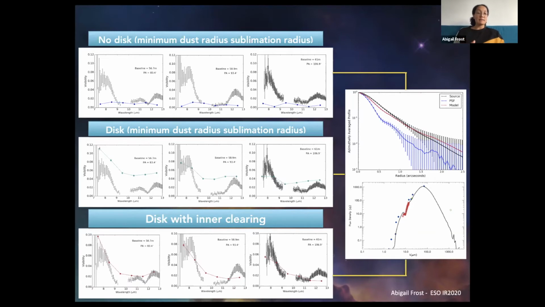Such an upturn indicates that you're not resolving something, that you have a less resolved component that you're not seeing, a compact component that could potentially be a disk. So we added a disk to the model, and we see that this upturn is now recreated, but the fit still isn't very good. Ultimately, in order to provide an adequate fit to the data set, we had to introduce clearing in this disk. We had to remove dust between the dust sublimation radius of the star, or the central object rather, and a larger radius. That implies that something is disrupting this dust in the source within the innermost disk regions.